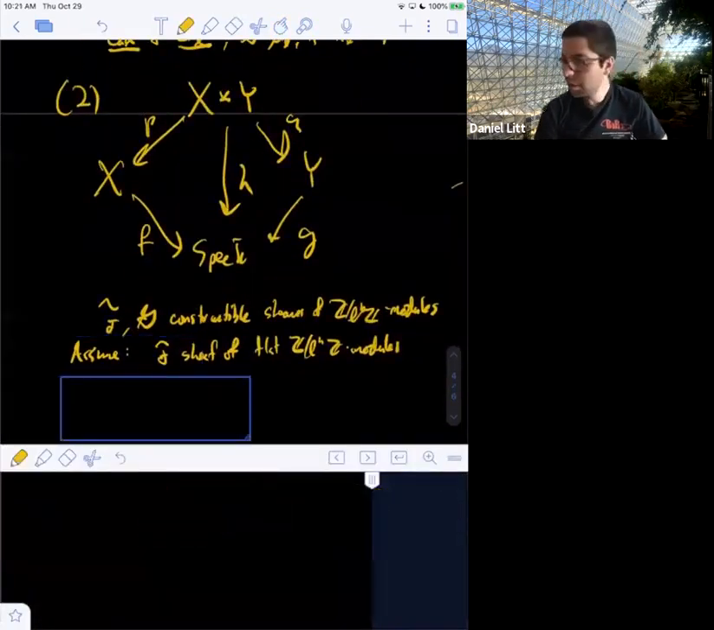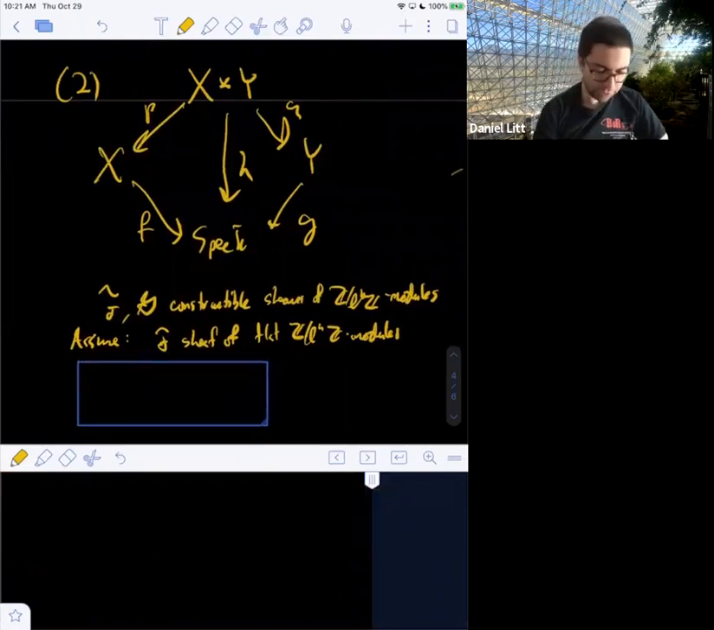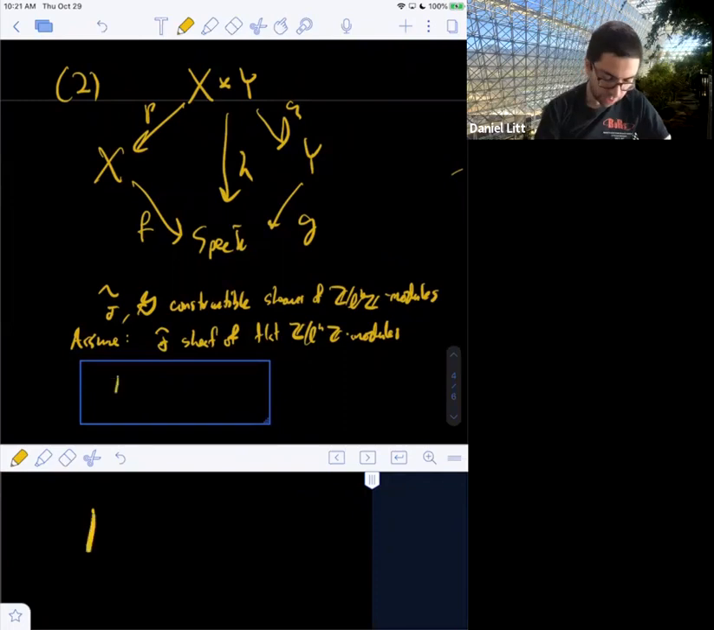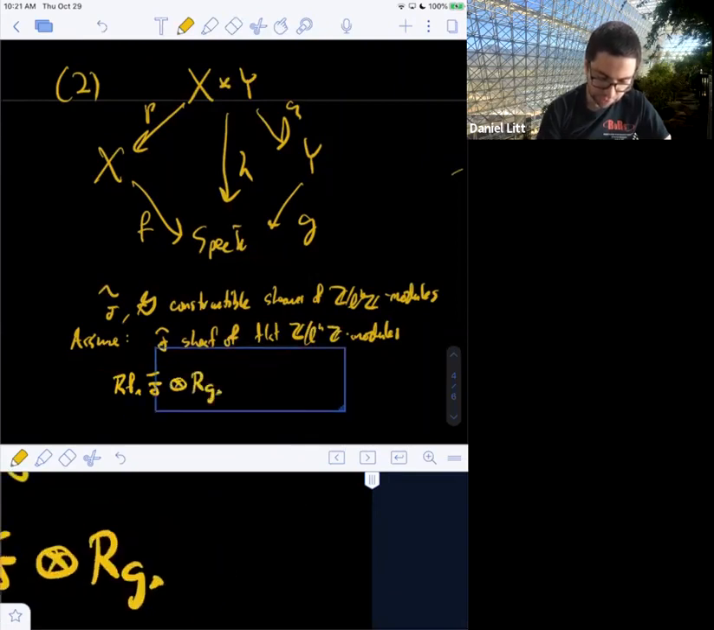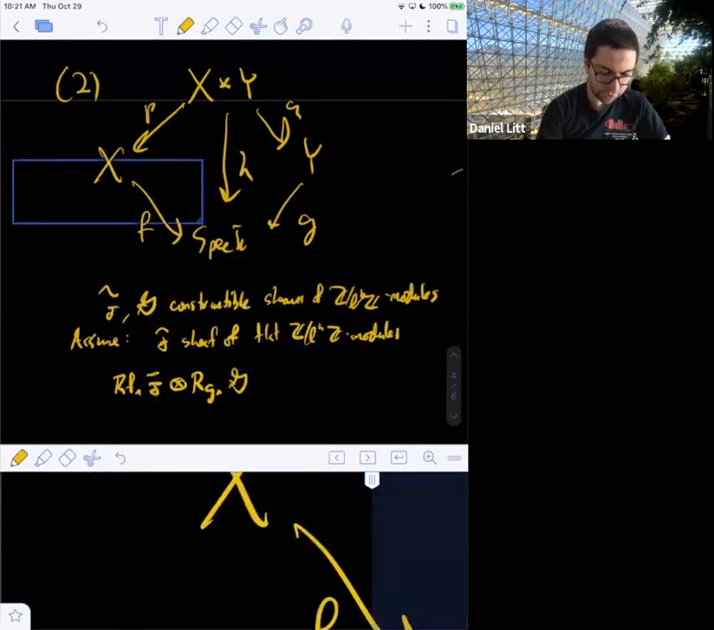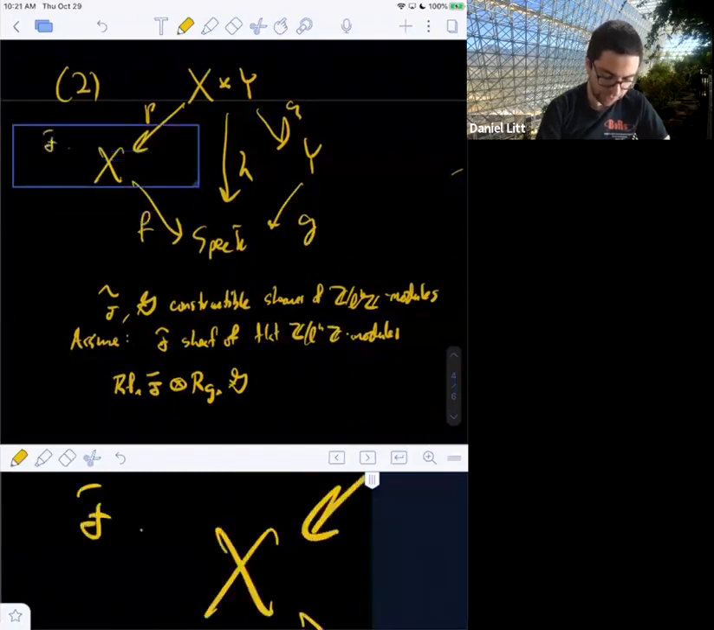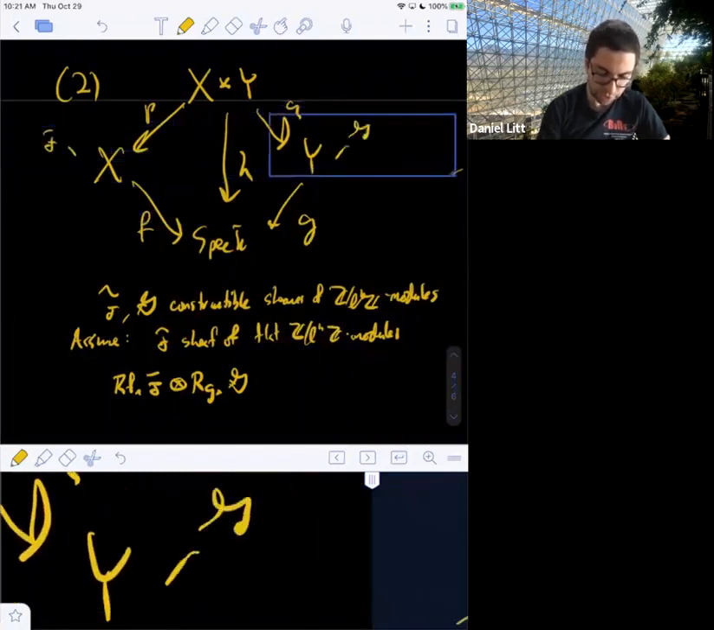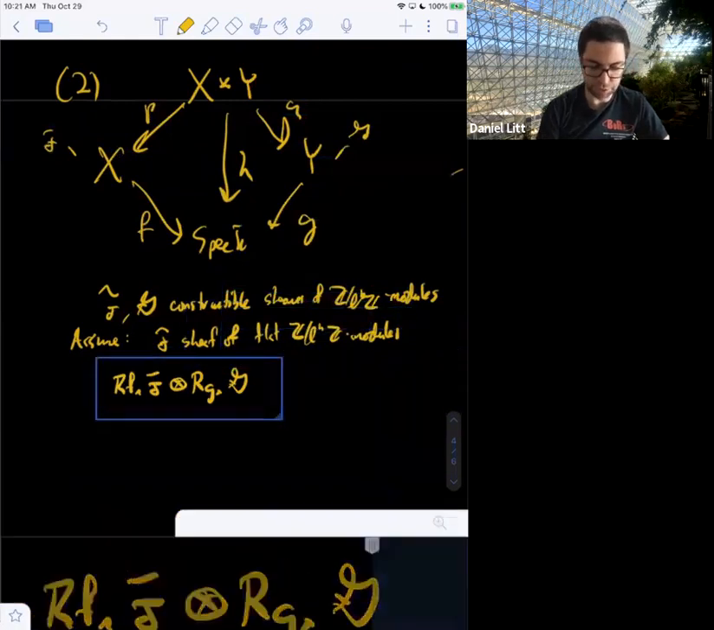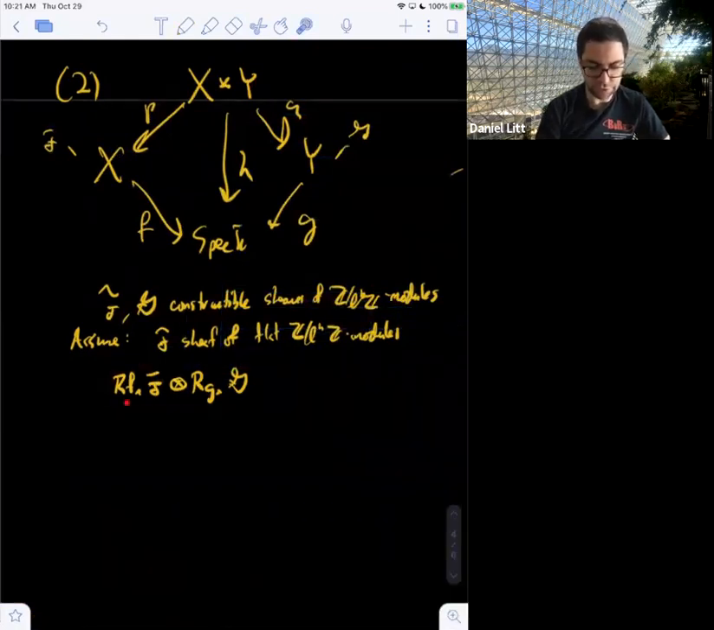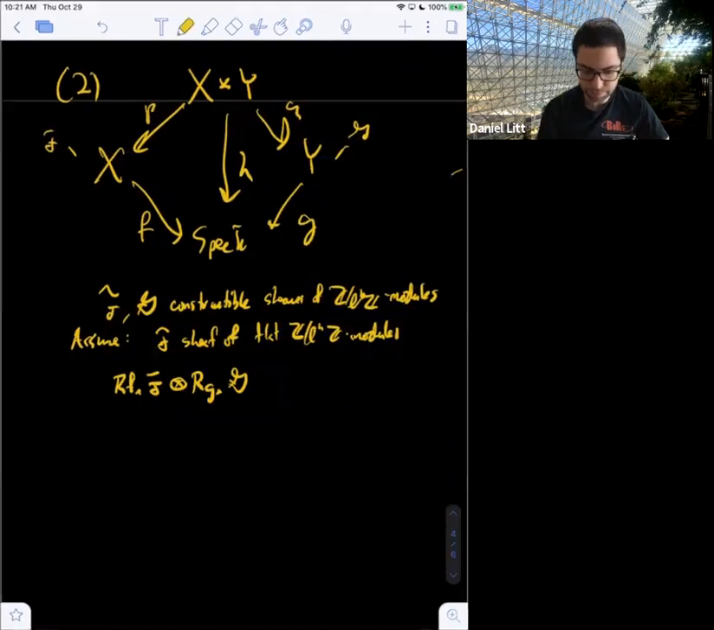So then what are we trying to compute? We're going to try to compute Rf lower star F tensored with Rg lower star G. Here we have F living on X and G living on Y, and we're trying to compute this tensor product. This is just a complex computing the cohomology of F, and this is a complex computing the cohomology of G. That's the first term of the Künneth formula, right?